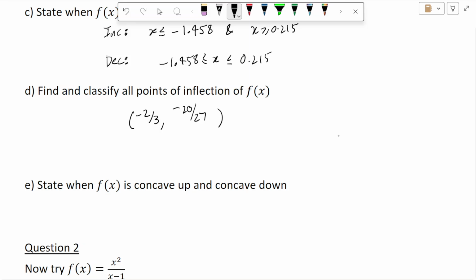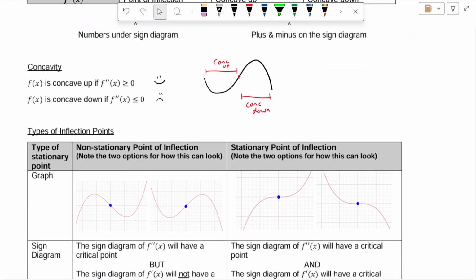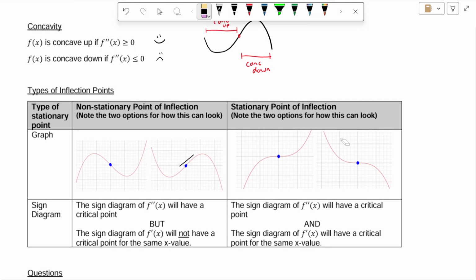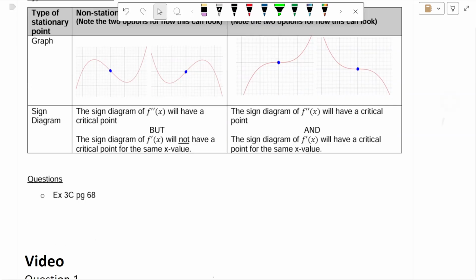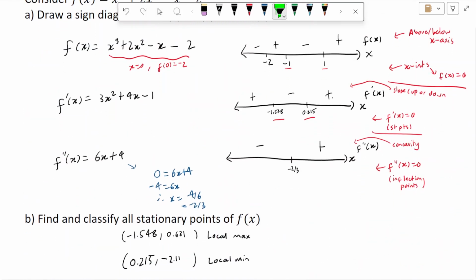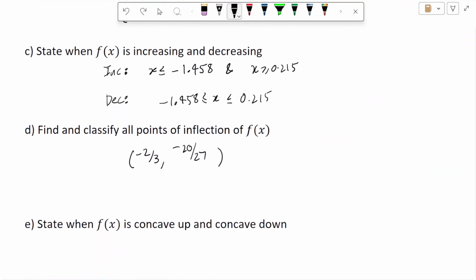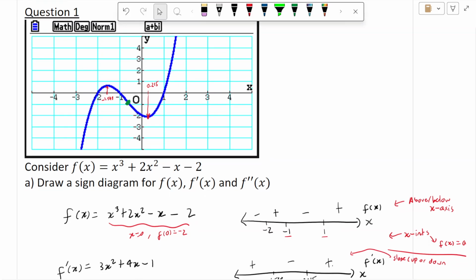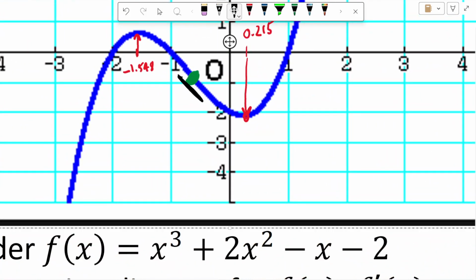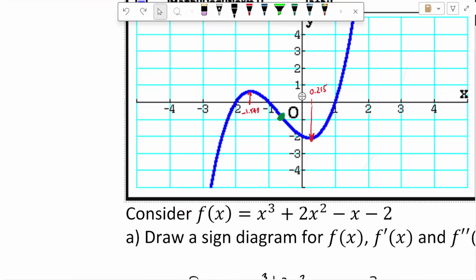Cool. Now, what type of point of inflection is this? There's two types. You've got non-stationary, where it's not flat at the same time, or you've got stationary, where it's flat. You can tell from the sign diagram. You can see here we've got a point of inflection, but at minus 2/3, we don't have a stationary point. That would tell us this is non-stationary, because it's not stationary. So that's how we classify this one. If f dash of x did equal 0, then we would have a stationary point. And I'm pretty sure we can agree that green point is not flat, it's sloping down.